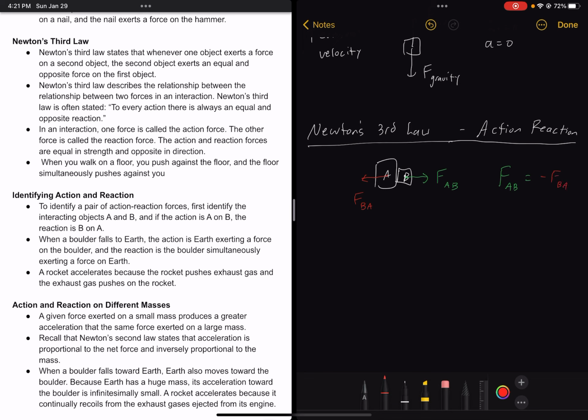All right, and that's Newton's third law. But to keep it simple, say you have a hammer hit a nail, right? So that was on the Kahoot, right? So the action is hammer hits nail. The reaction is nail hits hammer. Okay, and those forces are equal.